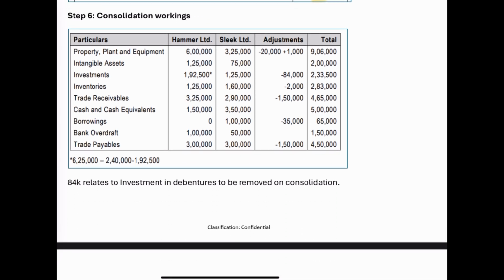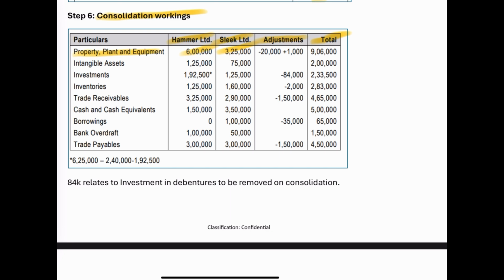Then the next step is to do the consolidated workings, so that this working can be used to prepare the consolidated balance sheet. It's actually simple. We'll just take from the balance sheets of Hammer Limited and Sleek Limited and see what adjustments are to be done when we do the consolidation, and this final total value will be taken to the consolidated balance sheet. First, on property, plant and equipment, it has been given that 600,000 is the Hammer Limited closing balance and 325,000 is the Sleek Limited closing balance.